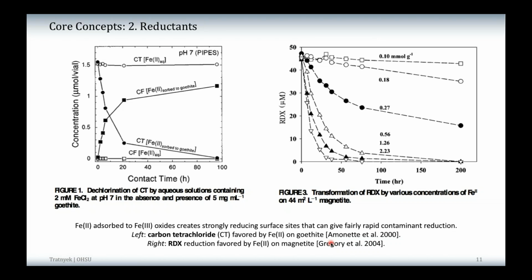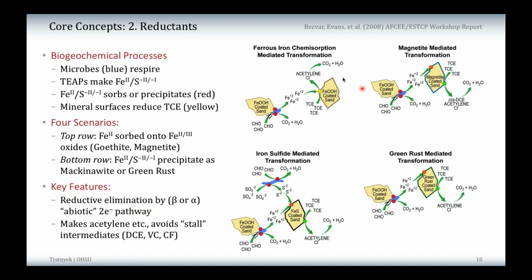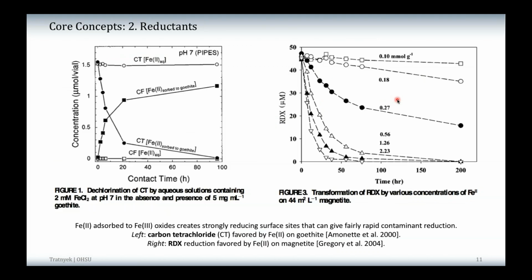All right, I wanted to reinforce this idea of iron 2 sorbing onto minerals, so I'm going back 1 slide now, that these top 2 cases are really quite important. I can't find a real good meta data summary figure for this, so I used 2 raw primary data figures from the literature. This one on the left is carbon tet, this one on the right is RDX. And what you see here is that carbon tet is not degraded significantly by aqueous iron 2, nor is it degraded significantly by suspended goethite, which is just iron 3. But if you put the 2 together, carbon tet is quickly degraded, reduced in this case to chloroform.